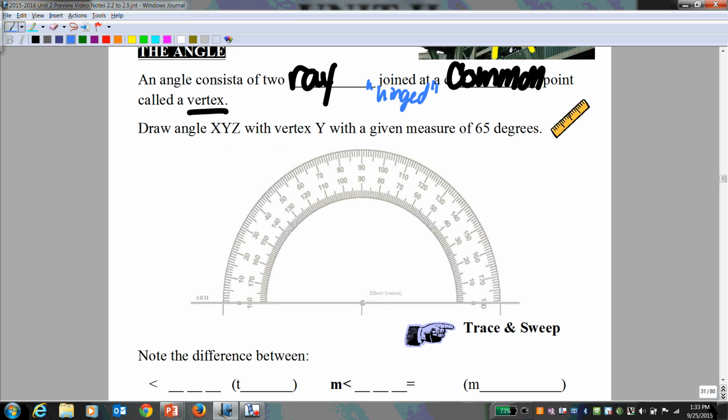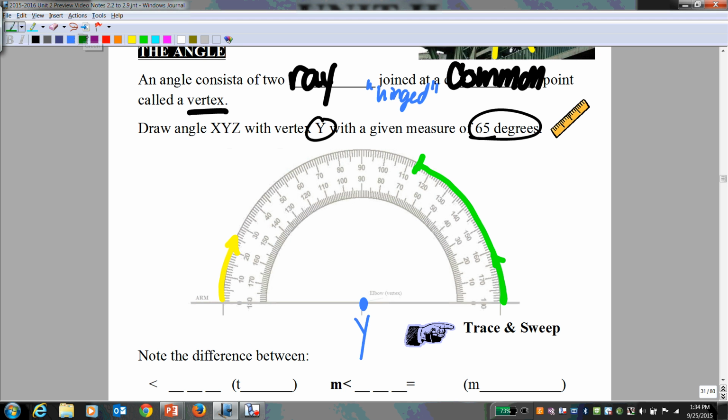We're going to draw an angle XYZ with a vertex Y, the measurement of 65 degrees. A vertex is Y. That means it's going to be hinged right here in the middle. And we want it to be 65 degrees. So it doesn't matter which way you go here. We can go this way and measure along that line, or this way. But I'm going to come here along this side. We're going to go to 65. So there's 60, there's 5.